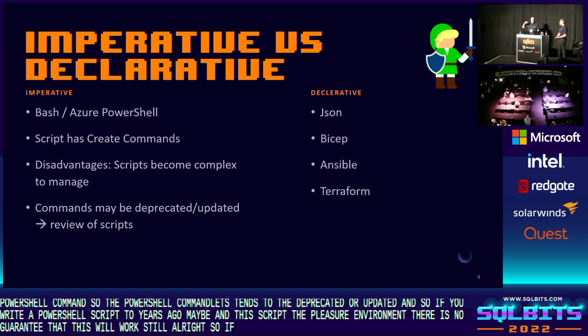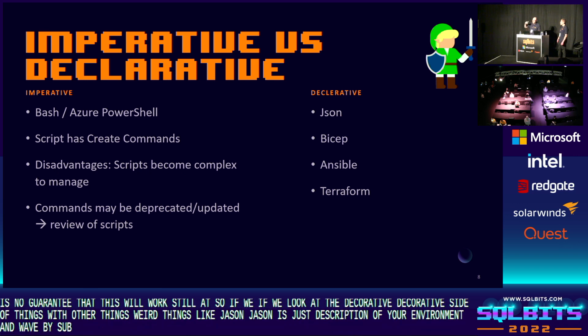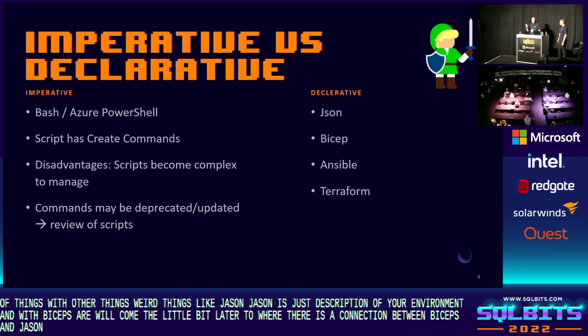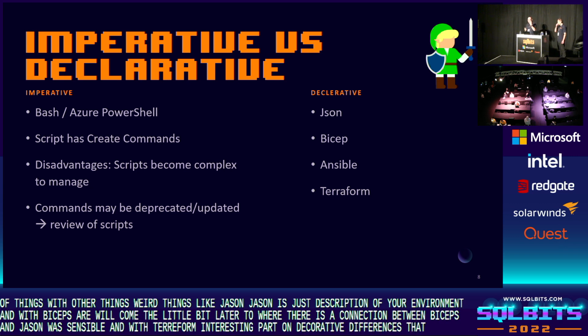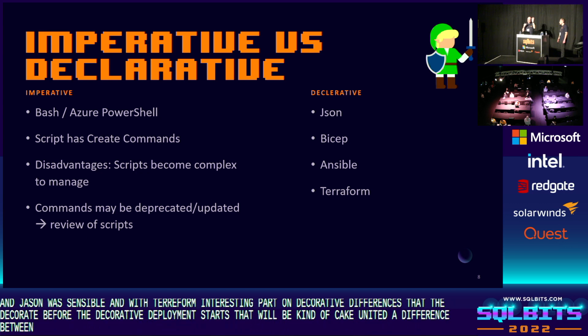So if we look at the declarative side of things, we have other things. We have things like JSON. JSON is just a description of your environment, and we have Bicep. I will come a little bit later to the connection between Bicep and JSON. We have Ansible and we have Terraform. The interesting part on declarative deployments is that before the deployment starts, a difference is calculated between the current environment and the script, and only the different things will be rolled out.